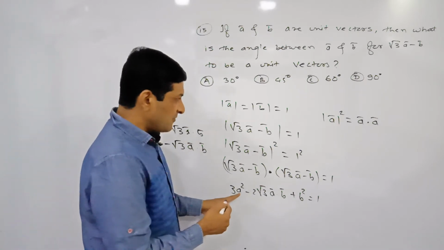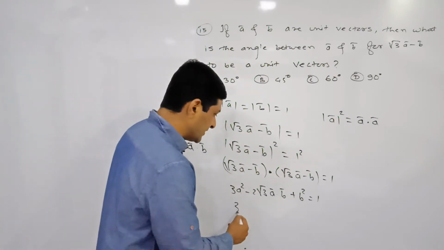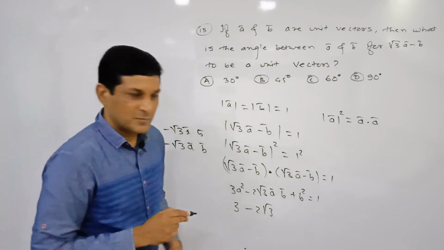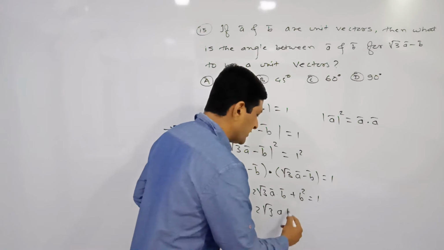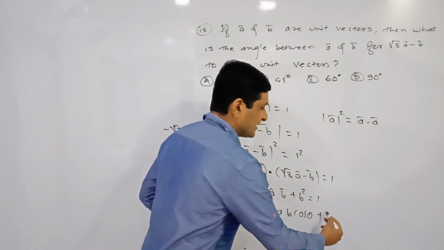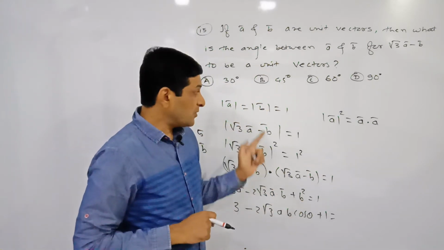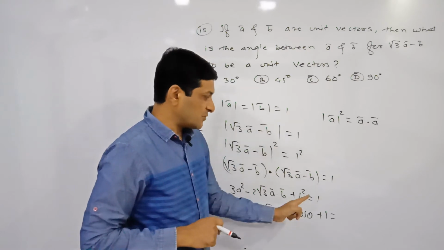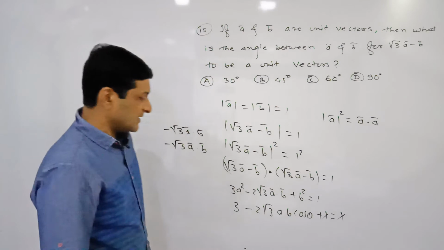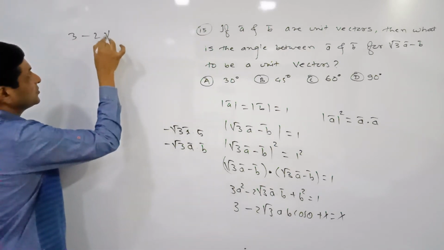Well, here the magnitude of A bar is 1, so replace A square by 1. 1 into 3 will be equal to 3, minus 2 root 3, keep it as it is. According to the definition of the dot product, A bar dot B bar will be equal to A B cos theta, plus B square. B square means the square of the magnitude of B bar, but the magnitude of B bar is 1, so its square will be equal to 1. On this side 1, keep it as it is. The 1 on both sides will get cancelled. The remaining term on this side is 3 minus 2 root 3.